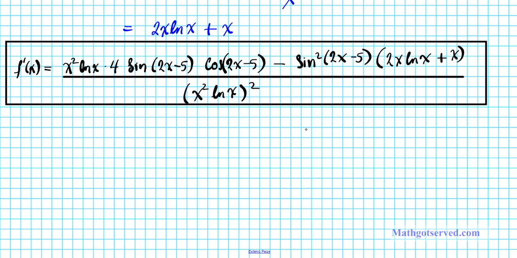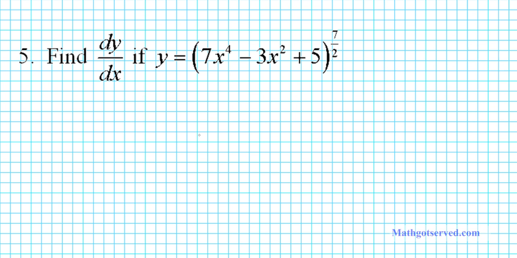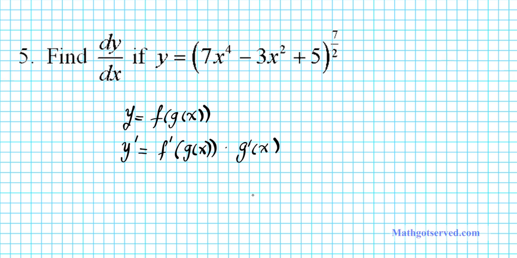All right, let's go ahead and take a look at another question. All right, so we have to find dy dx of this problem. Now we're going to have to use a chain rule here. This is a composition of two functions. So y is equal to f of g of x. Okay, dy dx is equal to f prime, the derivative of the outside function, evaluated at the inner function, times the derivative of the inner function.